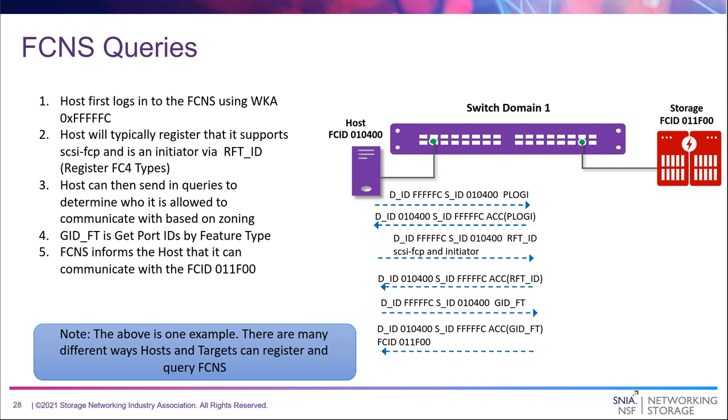And it's going to register what it's supporting. So it supports SCSI or the Fibre Channel protocol. It could also say, and I think Ed's example later on is FC-NVMe2, so it could say that it supports FC-NVMe2 or both, because an HBA can actually support both technologies, and is an initiator. And it's going to register for certain FC4 types. So remember, FC4 is the protocol that's being supported there.